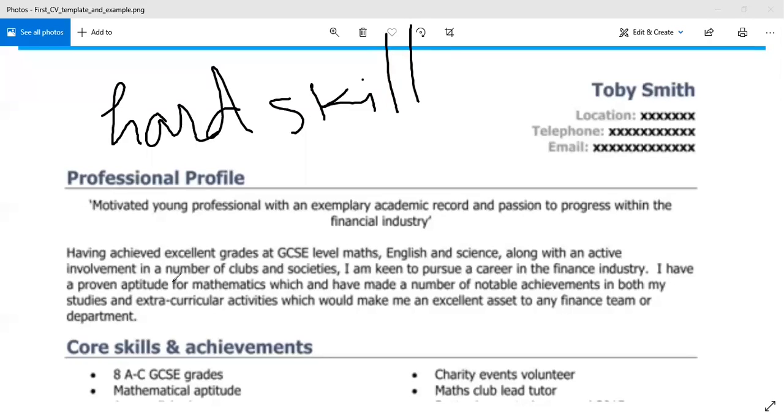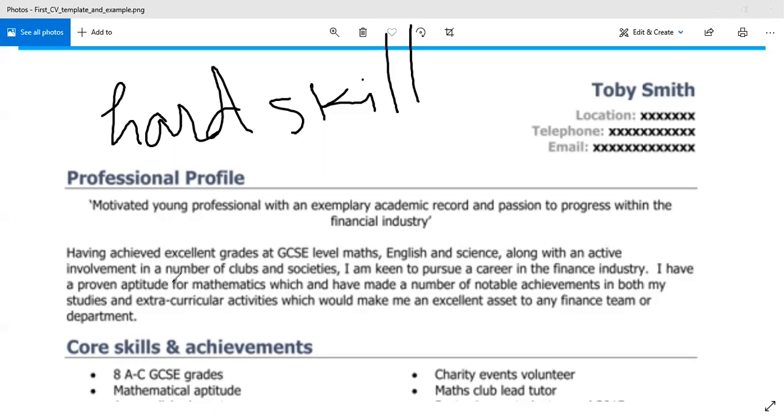If you see, he is very much clear what he's going to do. He wants to join the financial industry. He wants to work in the finance department, and he's well motivated, and he has the education. A young professional with an exemplary academic record. He has very good academic records, like he got very good grades in school, college, and university, and also has the passion to progress, to improve, to develop within the financial industry.